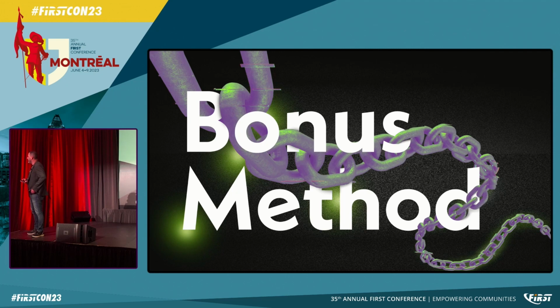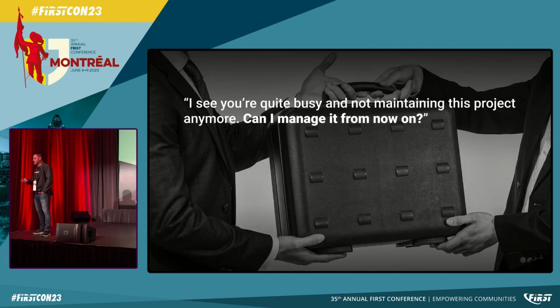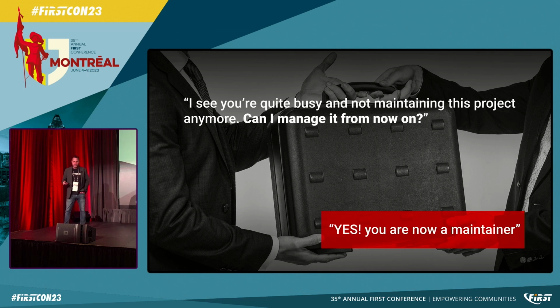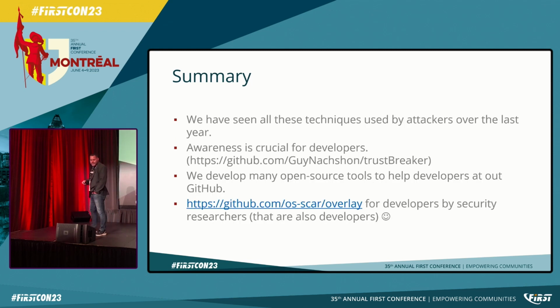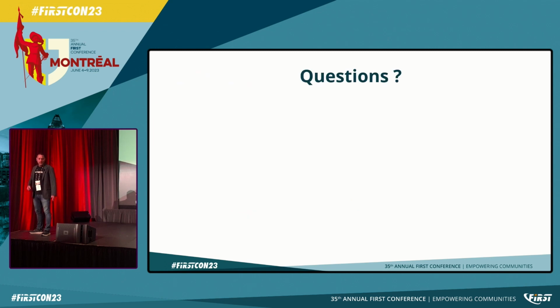So those are the ways, and the bonus method: just ask somebody for access to his open source projects, and he will give it. You are now maintainer. So we've talked about star jacking and repo jacking and contributor activity and non-contributor and organization. Basically, we have seen all of those techniques being used again and again. Awareness is key. I encourage you to go and check all of the tools that we are publishing to allow developers to understand the problem. We are also releasing more open source tools to help developers analyze those packages. And that's about it. Five easy ways to spoof contributor and package reputation, and why it is a problem today. Hope you find this interesting.